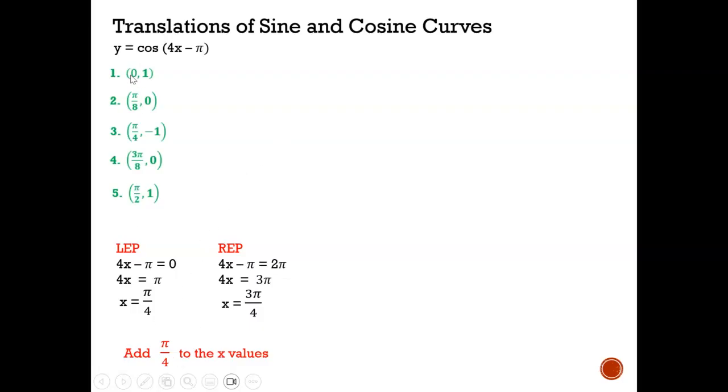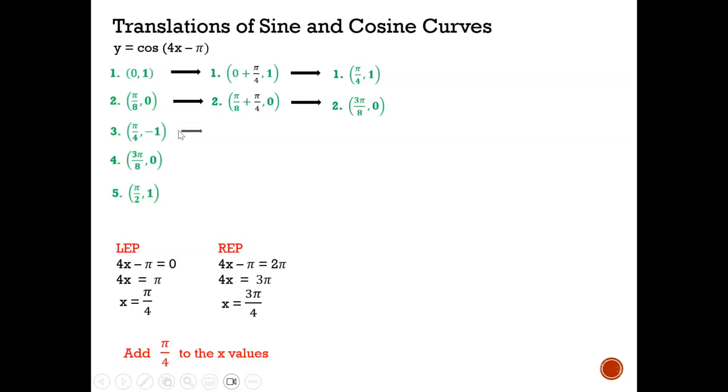And why? Because the original one starts at 0, right? But according to here, the left-hand point should start at pi over 4, which means that I have to add pi over 4 to every x value on the 5 key points. So it'll be 0 plus pi over 4, 1, which will give us pi over 4, 1. That's my first point. Then comes pi over 8 plus pi over 4, and the 0 stays the same. So it's going to give us 3 pi over 8, 0.